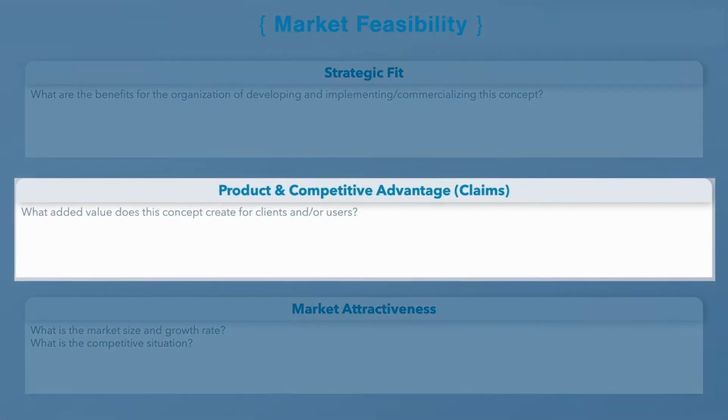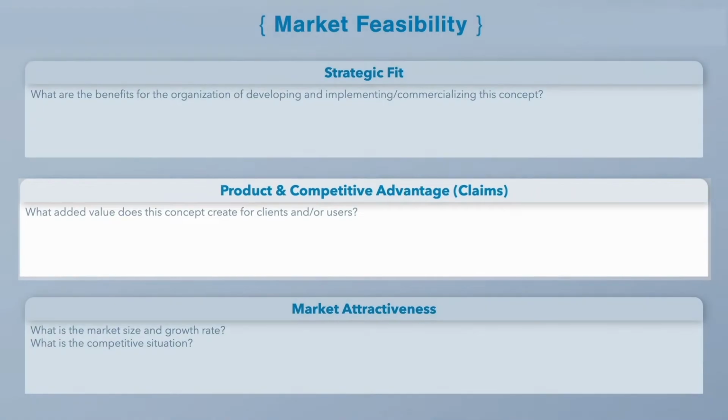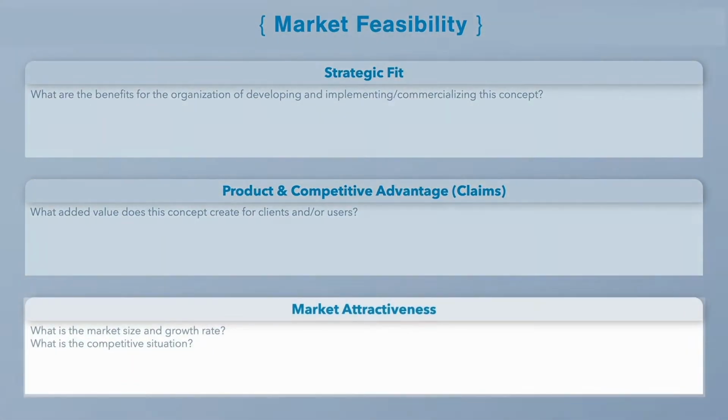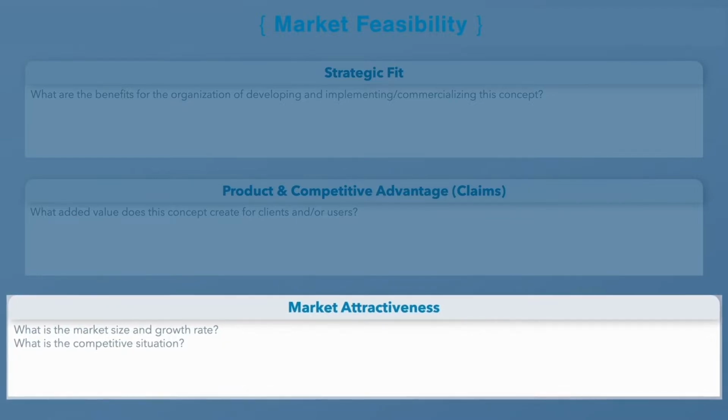The second box is meant to detail the product's competitive advantages, such as the claims that will be put up front during the commercialization. In addition, this tool details the added value the concept creates for clients and users. Finally, the last box quantifies the market size and growth rate. Such information might require buying or conducting a market survey.